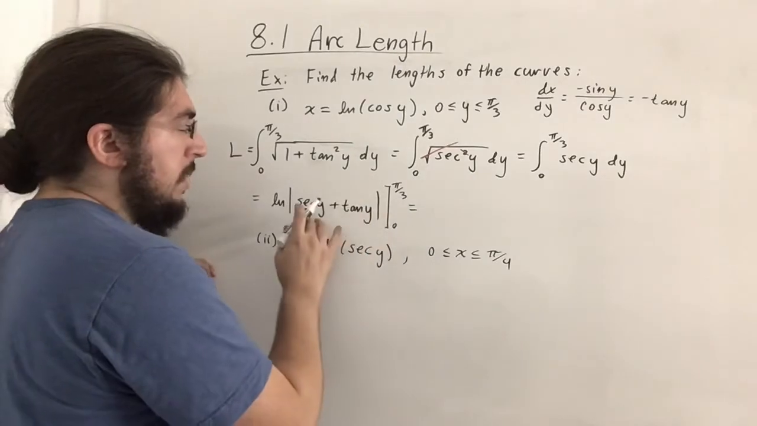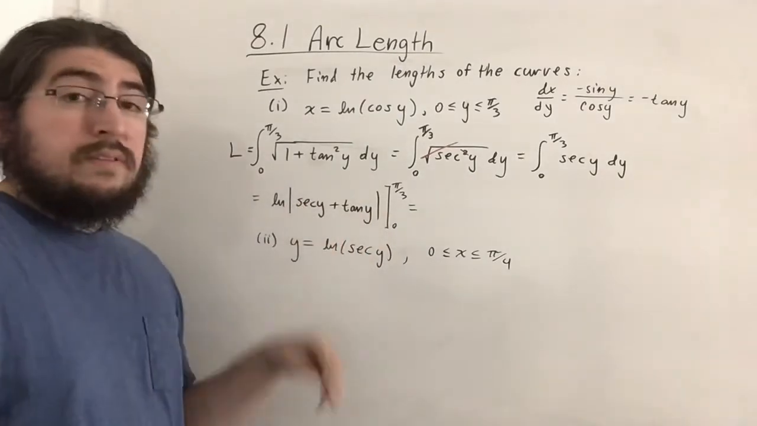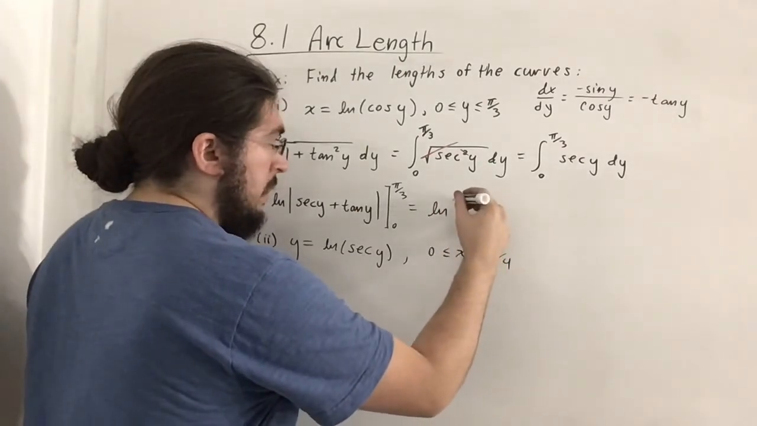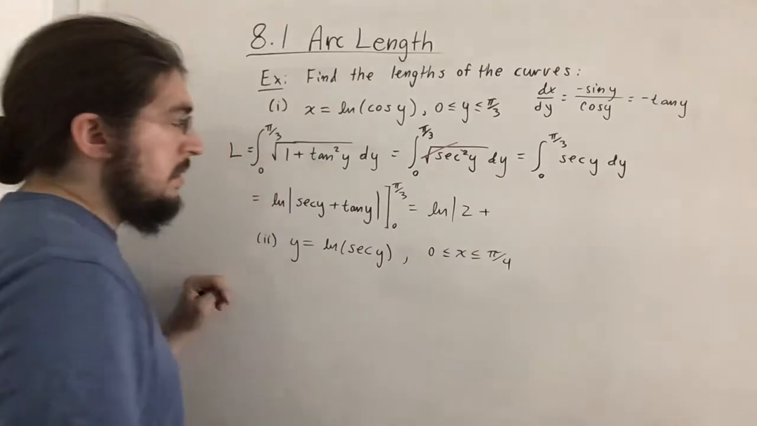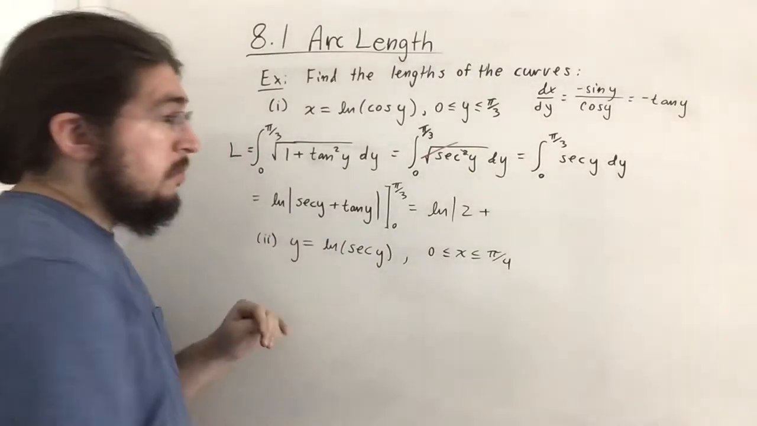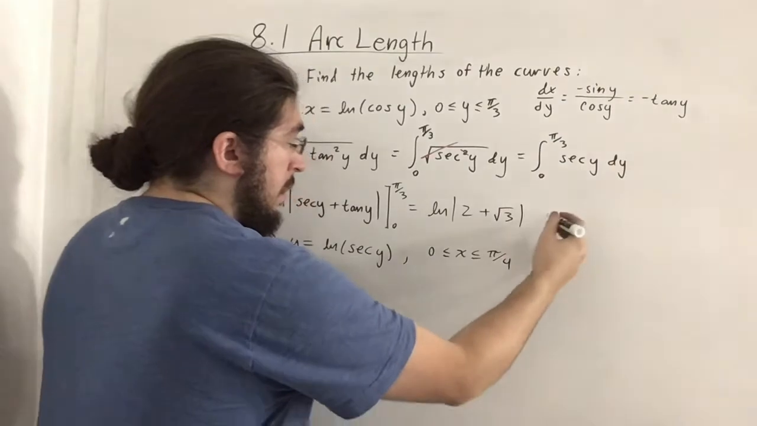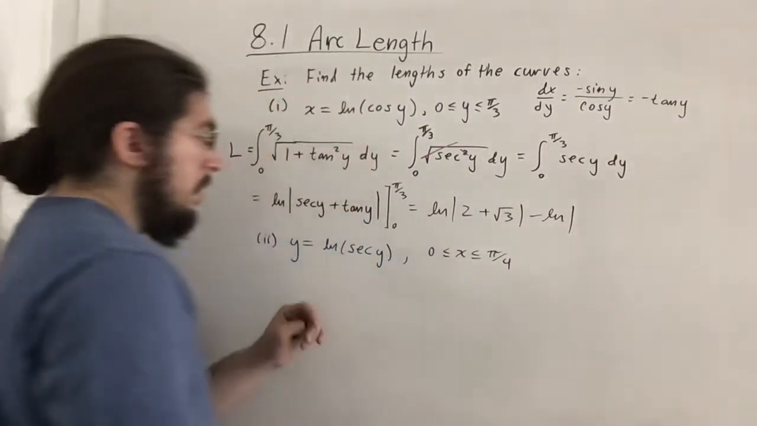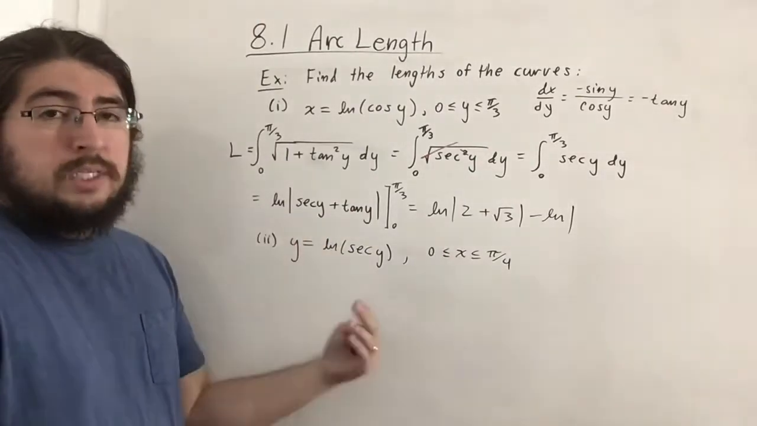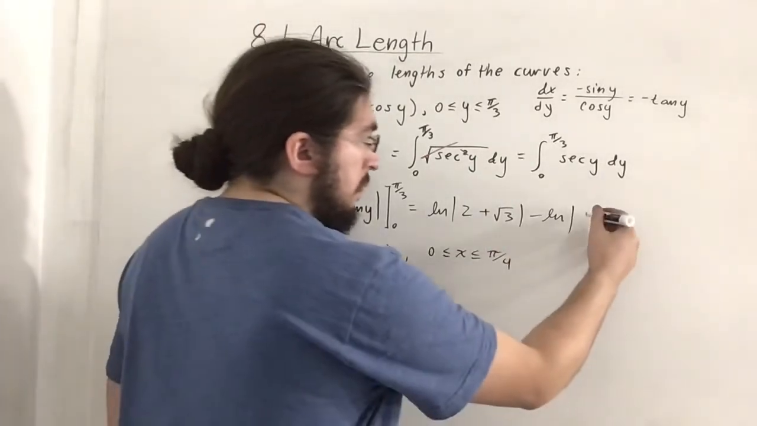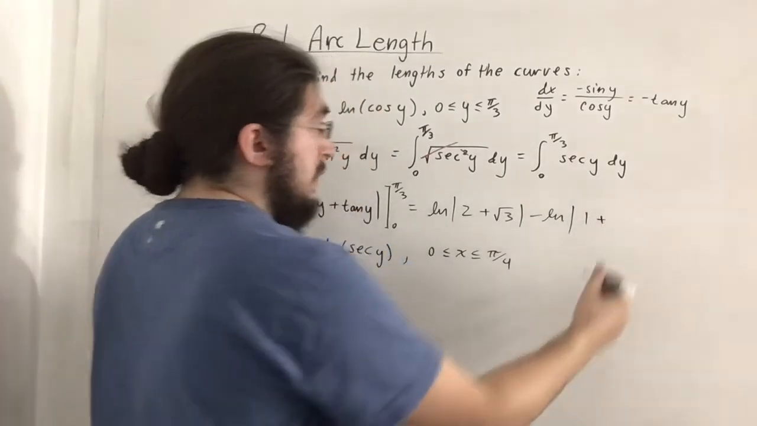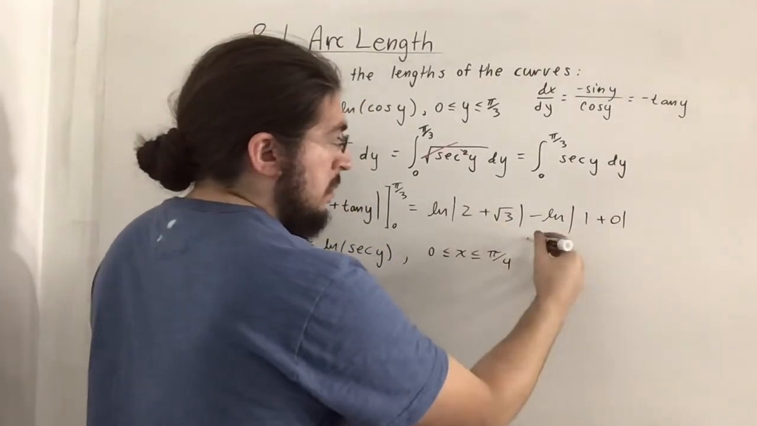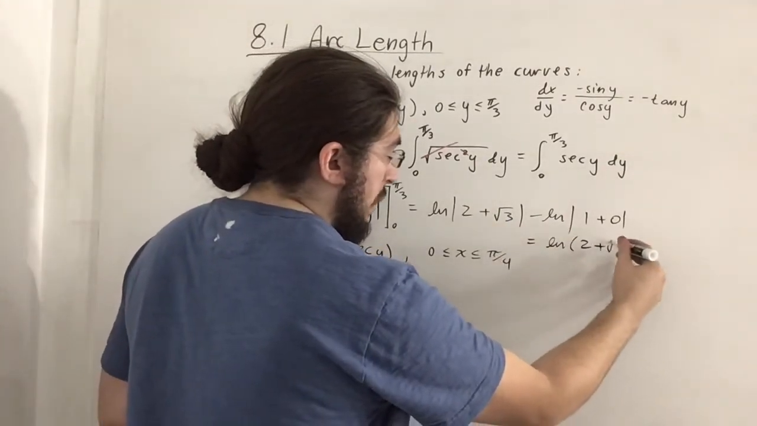But when you plug in pi over 3, notice secant of pi over 3 is the reciprocal of cosine of pi over 3. Cosine of pi over 3 is 1/2. So this is actually going to be ln of the absolute value of 2 plus, well, tangent of pi over 3 is radical 3. And then minus, when you plug in 0, let's see. Secant of 0 is the reciprocal of cosine of 0. Cosine of 0 is 1. So the reciprocal of 1 is just 1. Plus tangent of 0 is 0. So we end up getting ln of 2 plus radical 3.